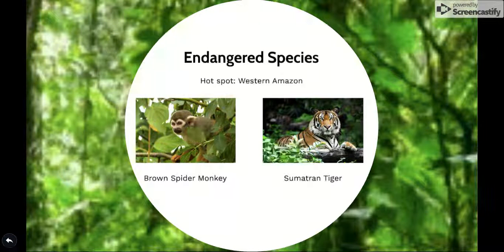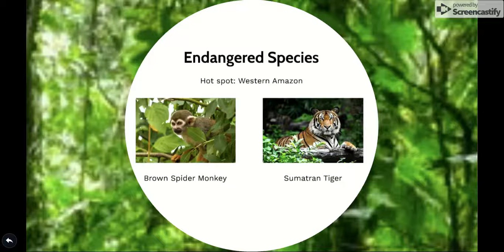Endangered species and hotspots. A biogeographical region with major levels of biodiversity endangered by human action is known as a biodiversity hotspot. An example of a hotspot that contains a tropical rainforest is the western Amazon. This area has a high level of biodiversity threatened by human activities.